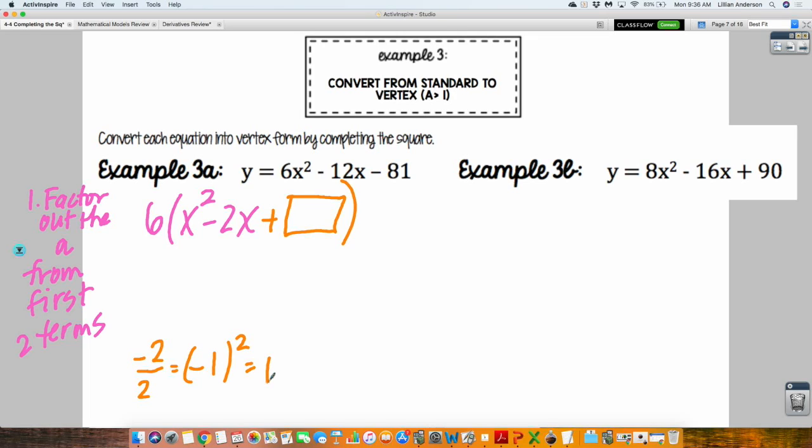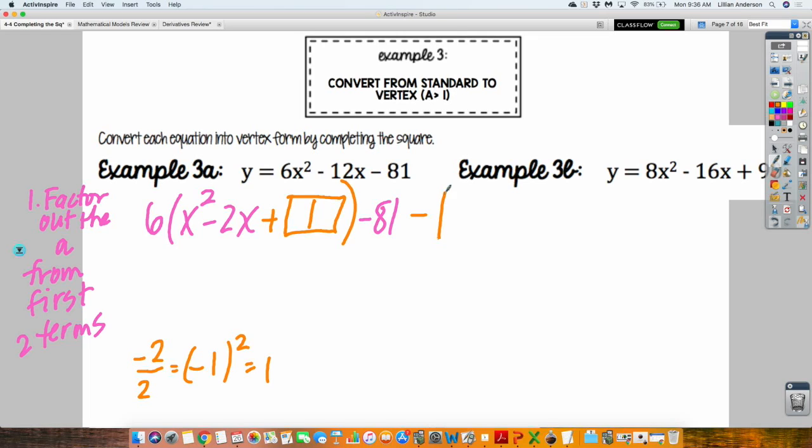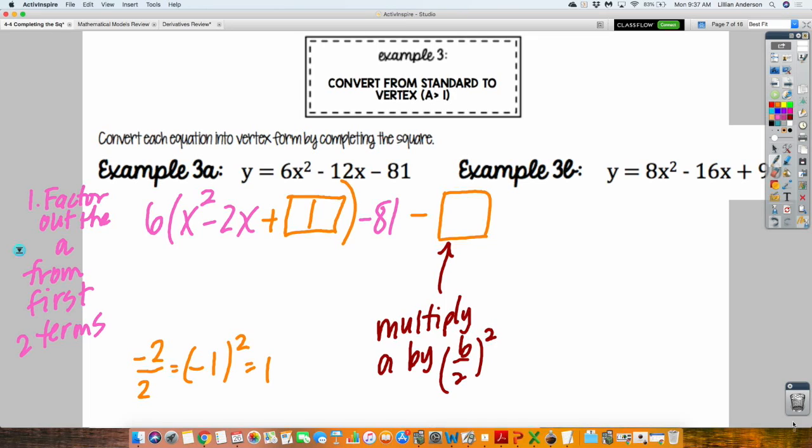Here's the second change. You still add it here, and you still subtract it here. But here is the difference. Here's the change. This number that goes here is not going to be 1. You need to multiply a by the number you got when you took half of b and squared it.